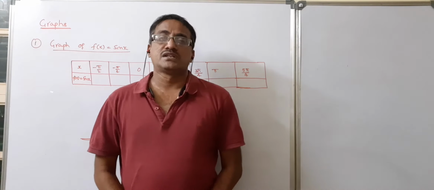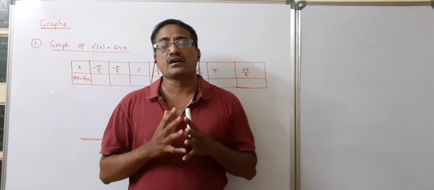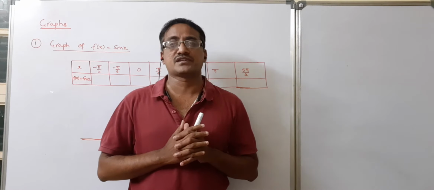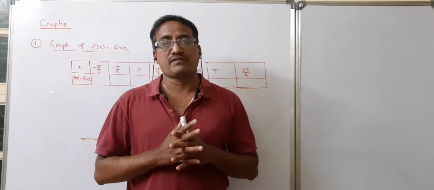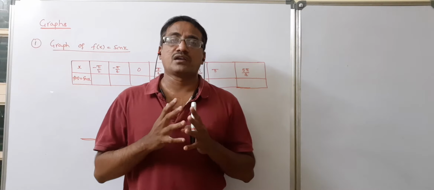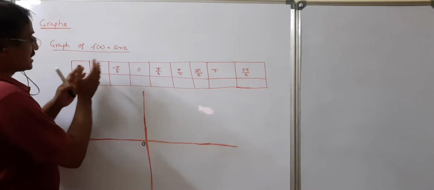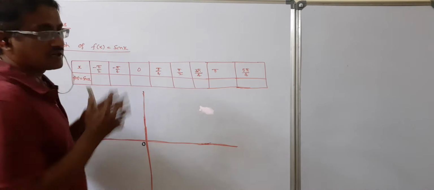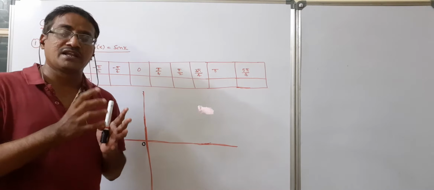Good morning, students. In today's class, we are going to discuss the graphs of trigonometric functions. To draw a graph of trigonometric functions, first of all, you need to draw a table by taking the values with equal intervals like this. So I have taken the interval of length pi by 4.